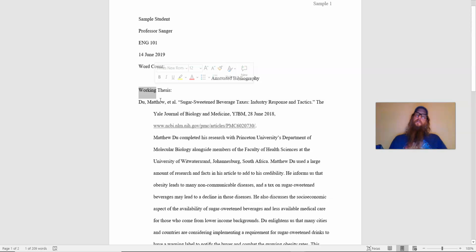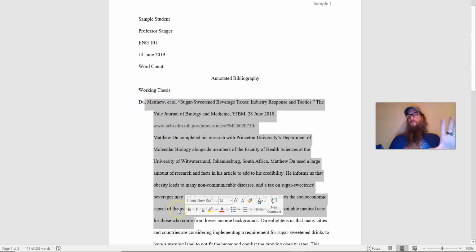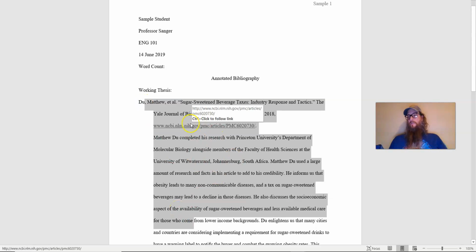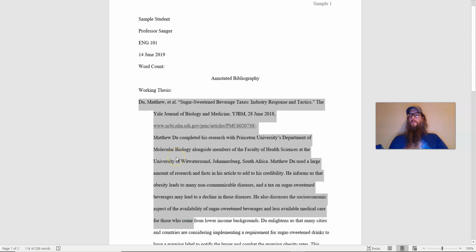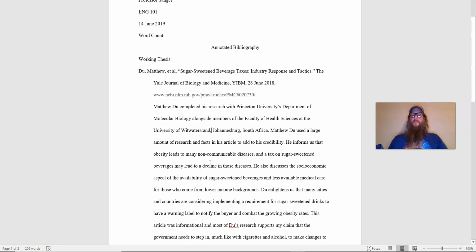Because the idea is that the working thesis, this is the argument you're going to make in the final paper. It's the argument you're going to make in the position paper, right? And then these are all the sources that you're going to use to help create that argument, right? And so then the annotated bibliography is, of course, you're saying, here's the argument I'm going to make. Here's all the sources that I'm going to use to help me make it. And then I'm going to give you feedback on whether you've chosen credible sources and whether you understand them well enough to enter into the final paper.